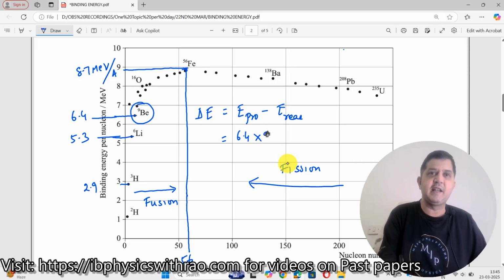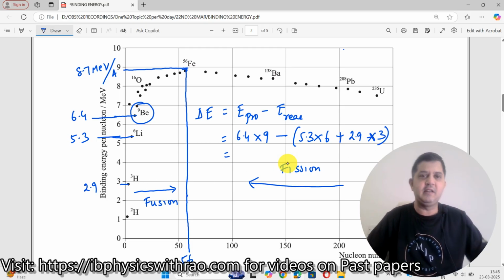I'll multiply this by 9, minus the reactants. What are the reactants? Lithium and fusion. What is the binding energy of this? 5.3, minus 5.3 multiplied by how many nucleons? 6 over here, plus, now this is 2.9. It's 2.9 multiplied by 3, and write it like this.